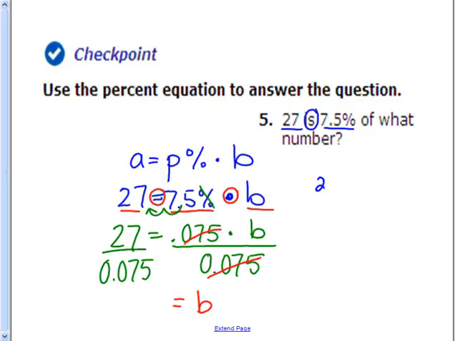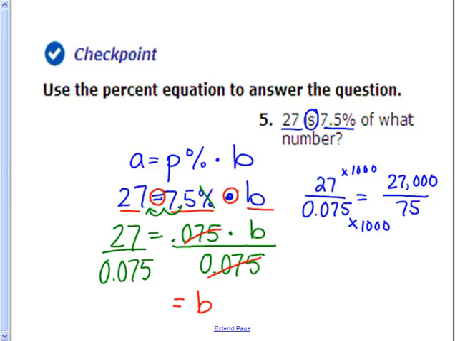I've got 27 over 75 thousandths. I hate seeing a decimal on the bottom, so I'm going to see if I can get rid of that by multiplying. This time I need to multiply by 1,000. That will move the decimal point over to the right 3 times, giving me 27,000 over 75. Now, right off the bat, I know that these are both divisible by 3. So I'm going to just simplify that fraction. 27,000 divided by 3, using my math facts, that's 9,000. And 75 divided by 3, that's 25. That's a little bit easier to work with, isn't it?